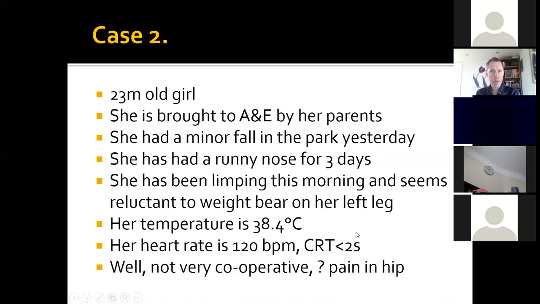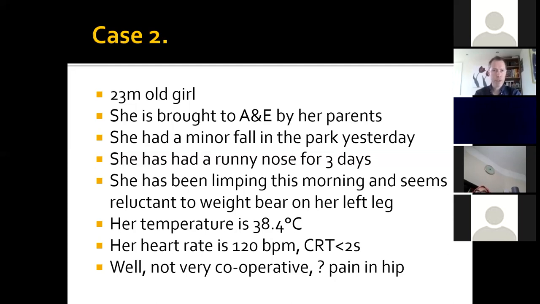All right, so I'm going to move on to the second case and a different topic. This is a 23-month-old girl, and she's been brought to the emergency department by her parents. She had a minor fall in the park yesterday. She has a runny nose, which she's had for about 3 days, and she's been limping this morning and seems reluctant to weight bear on her left leg.